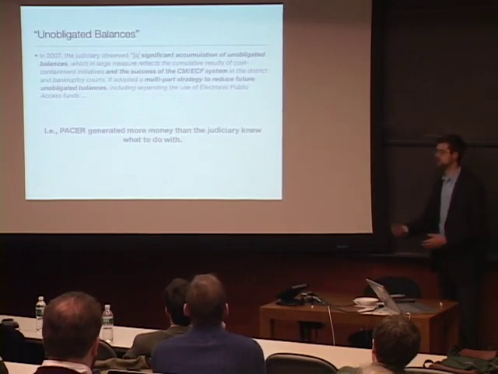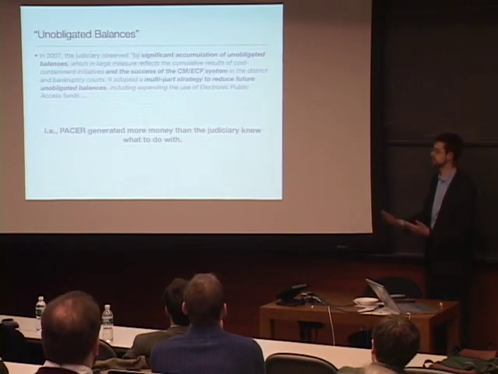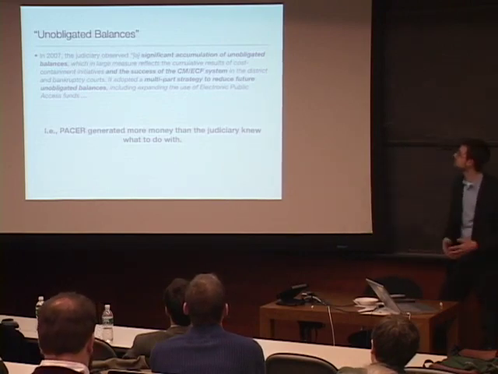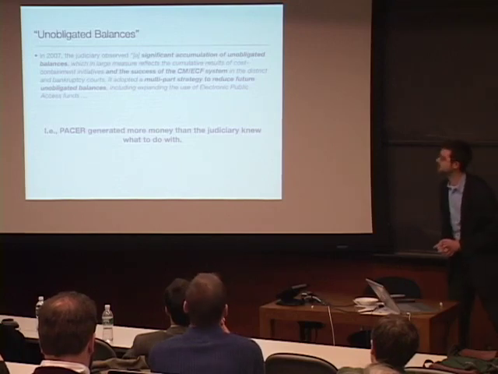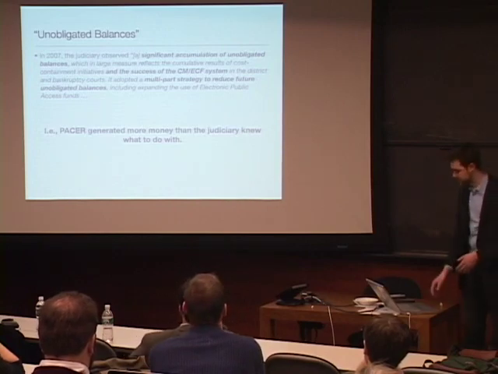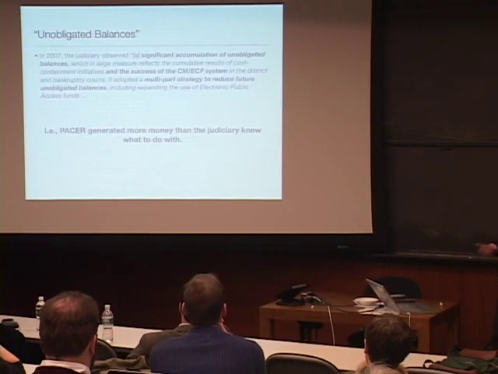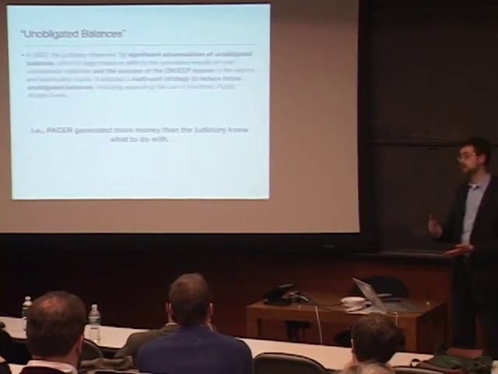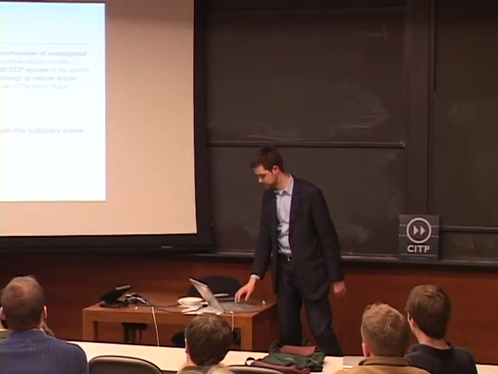they reported back to the Judicial Conference, which is essentially the larger body within the judiciary that makes these decisions, that they had significant accumulation of unobligated balances. They had made a bunch of money and they didn't know what to do with it. And actually, the way that the Judiciary and Information Technology Fund works, they can carry money forward year to year. So they built up a sort of war chest.